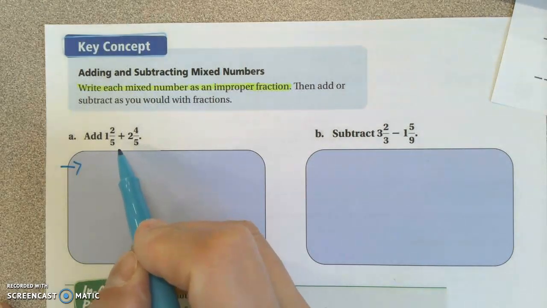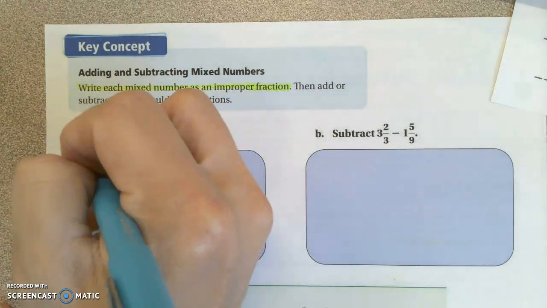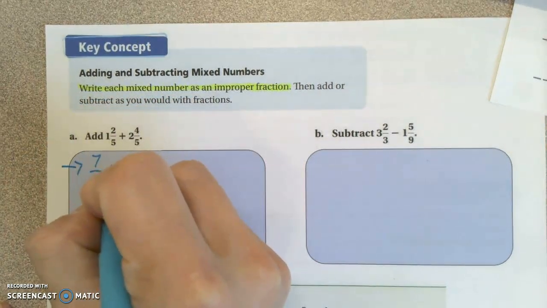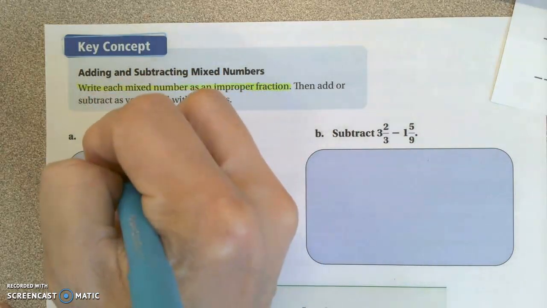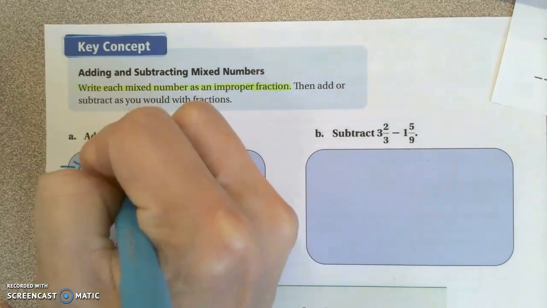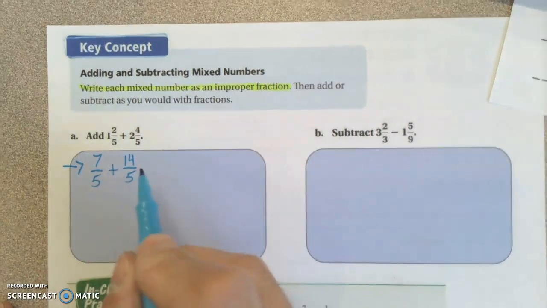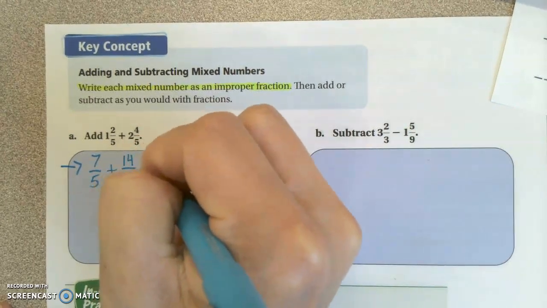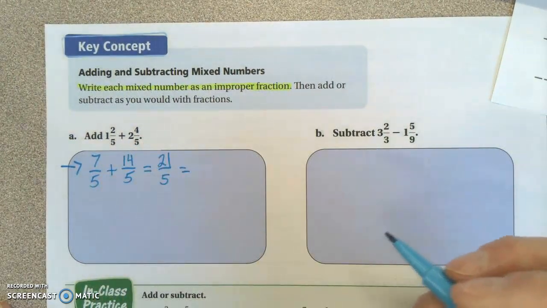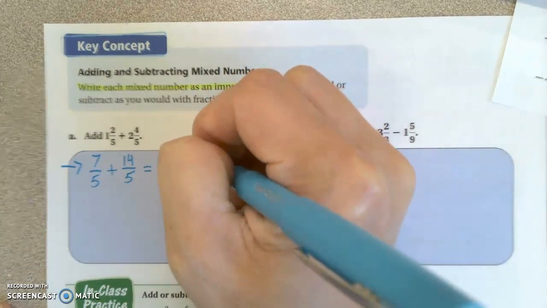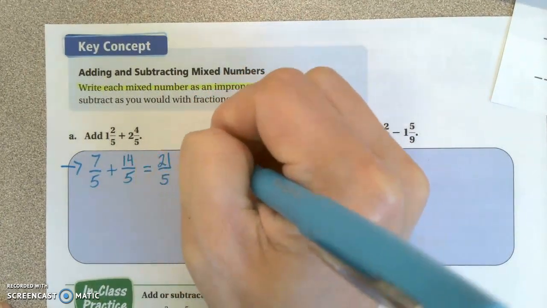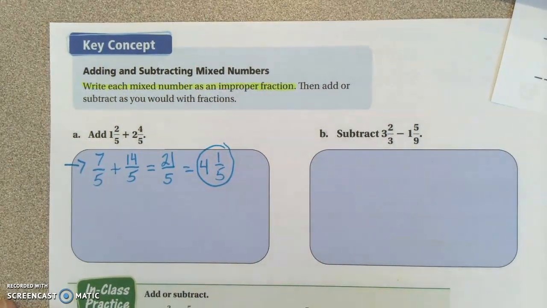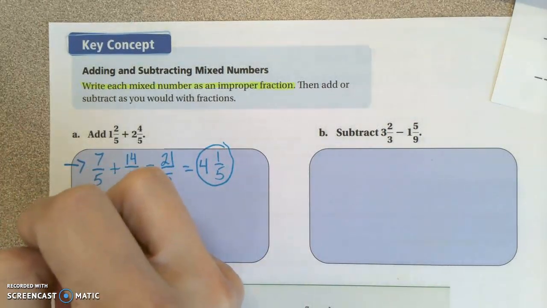1 and 2/5. I have 5 times 1, add the 2. So there's 7/5. 5 times 2 is 10, add the 4, 14/5. 7 plus 14, I have 21/5. And 5 goes into 21 4 times with 1 left over. So 4 and 1/5.